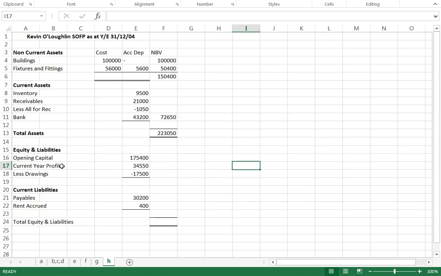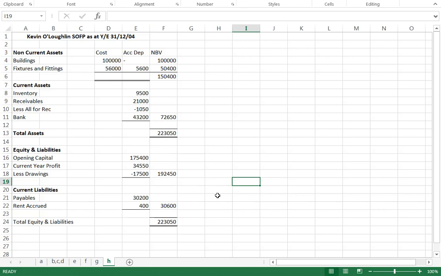Okay, so my opening capital plus this year's profit less this year's drawings comes to 192,450. My current liabilities are my payables and my rent accrued, which comes to 30600. And when I total those, should give me the same number, and thanks be to God it does, 223,050, 223,050. Okay, so that is your full extent of that particular question.